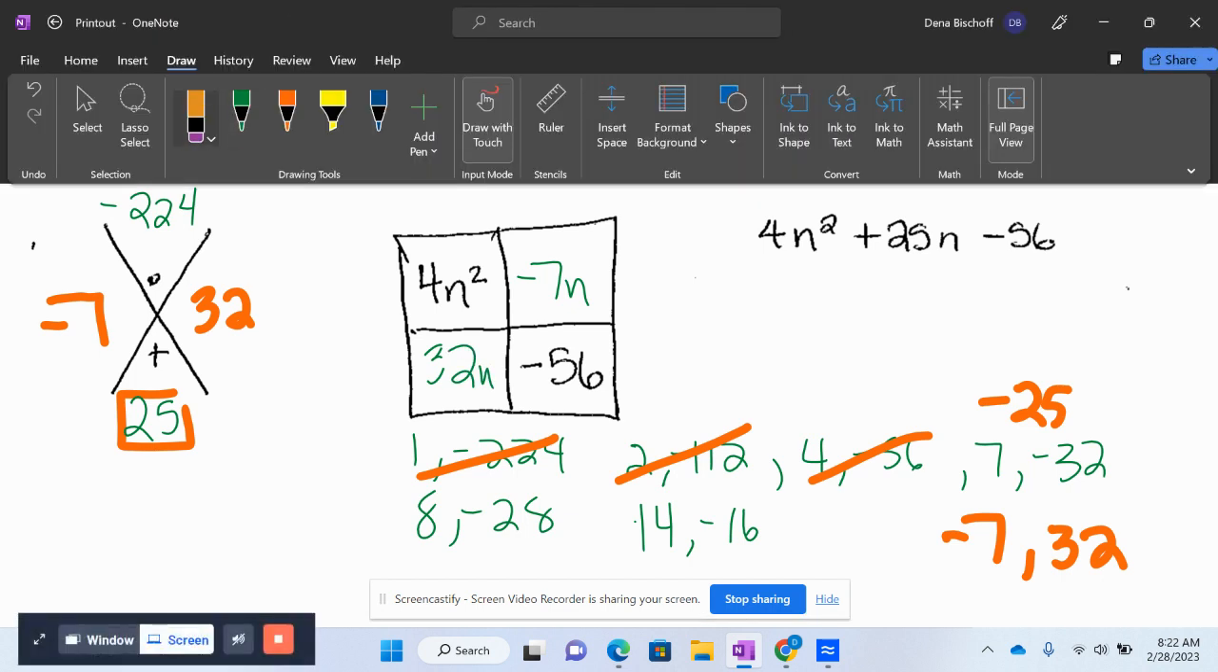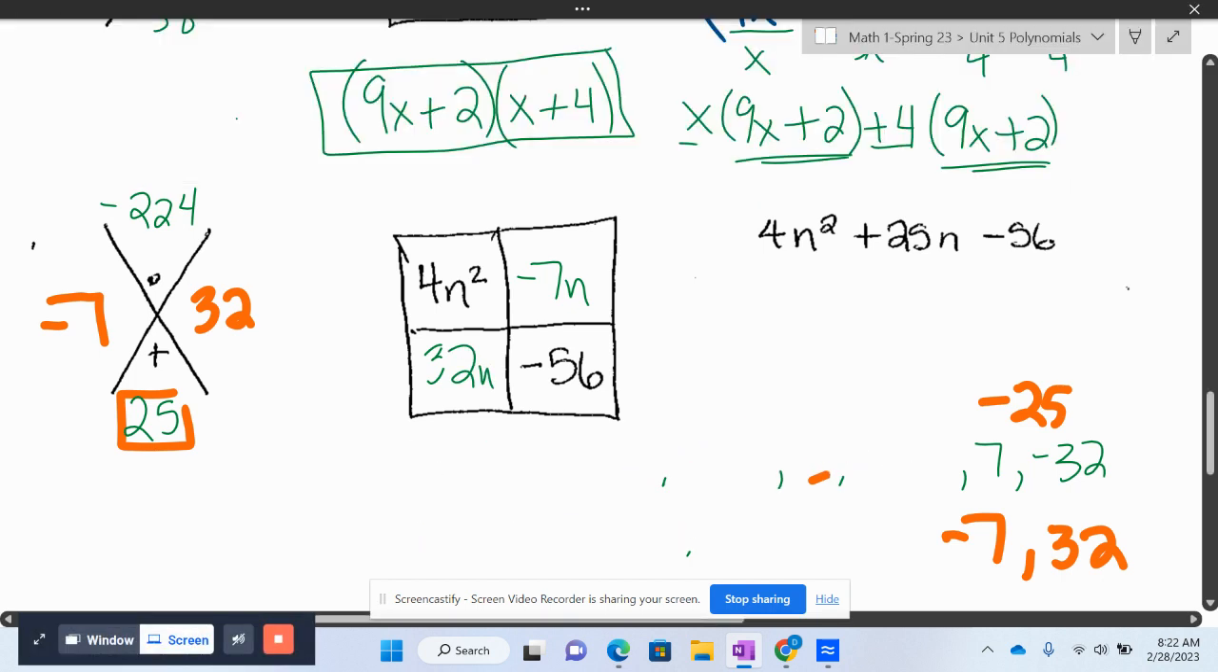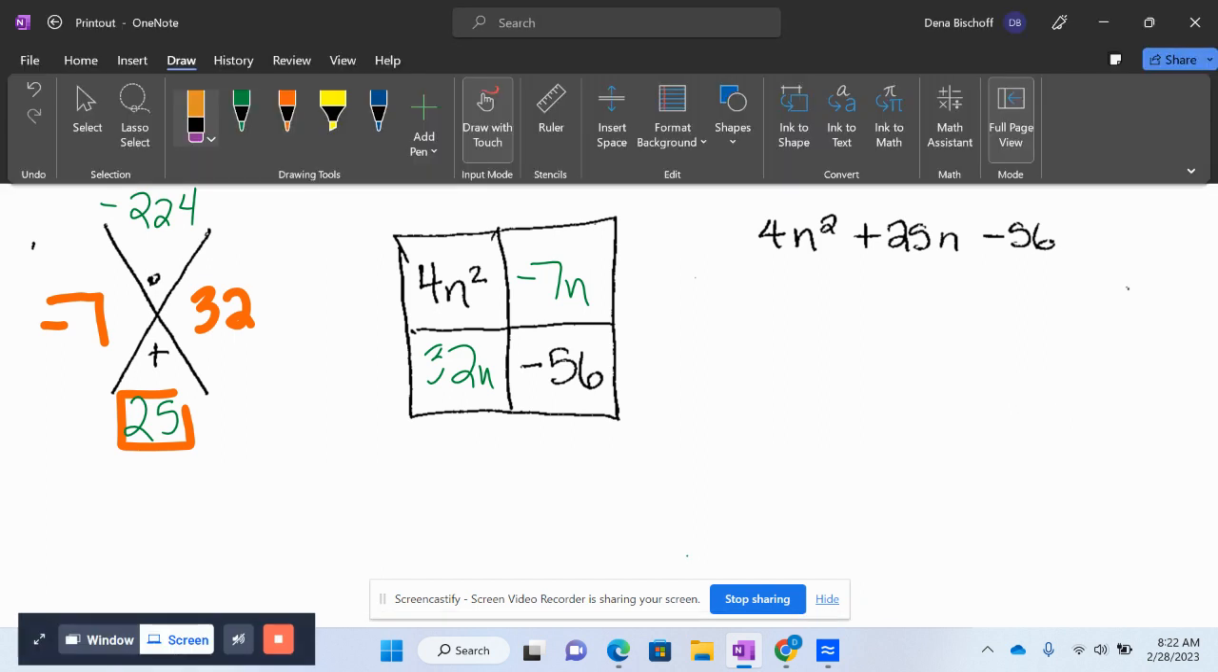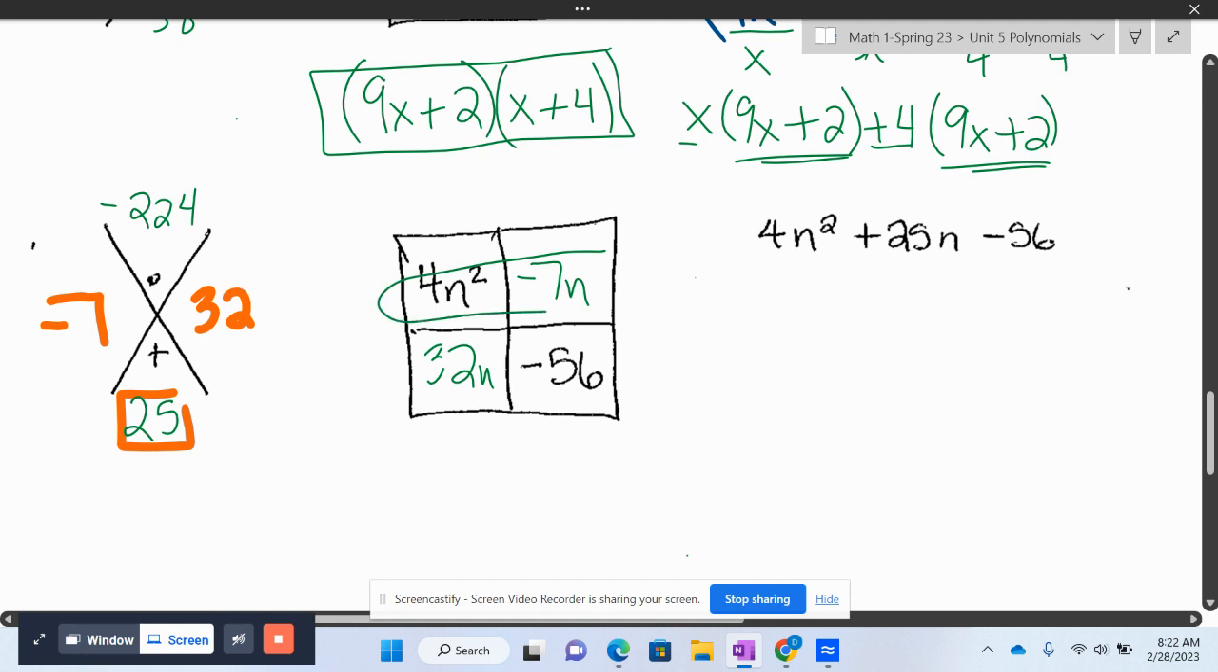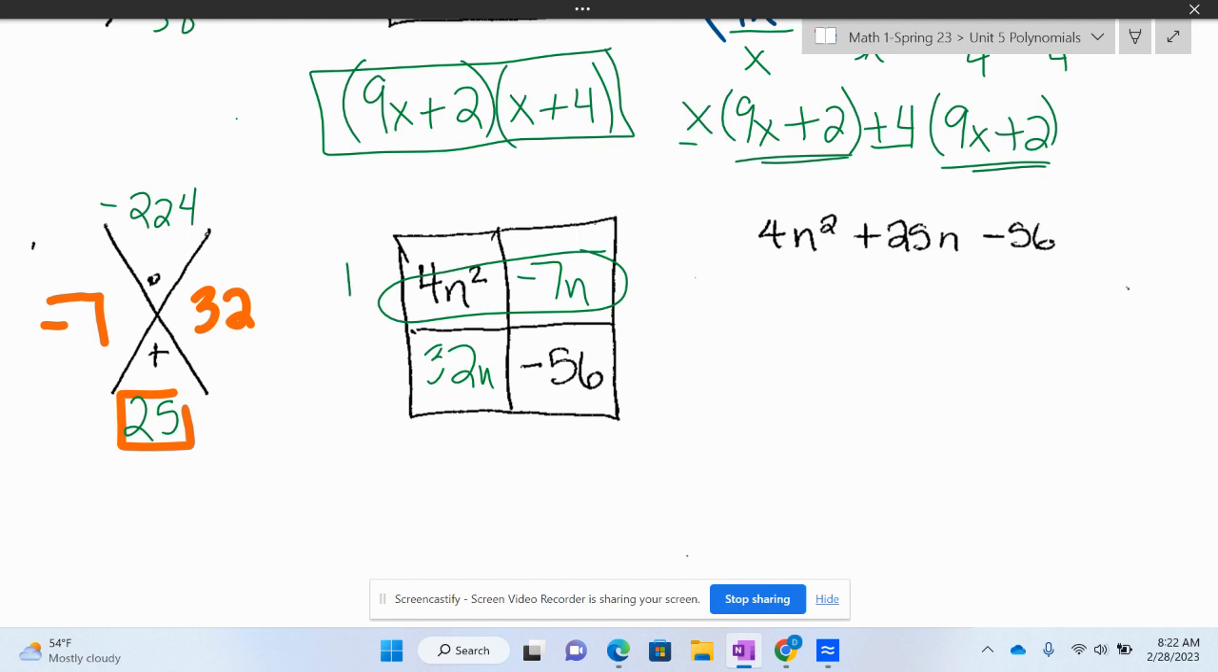And then I'm going to look for the greatest common factor in the rows and in the columns. So let's see. In the first row, 4n squared minus 7n, the greatest common factor is n. In the second row, 32n minus 56, the greatest common factor is 8. It's going to be a positive.